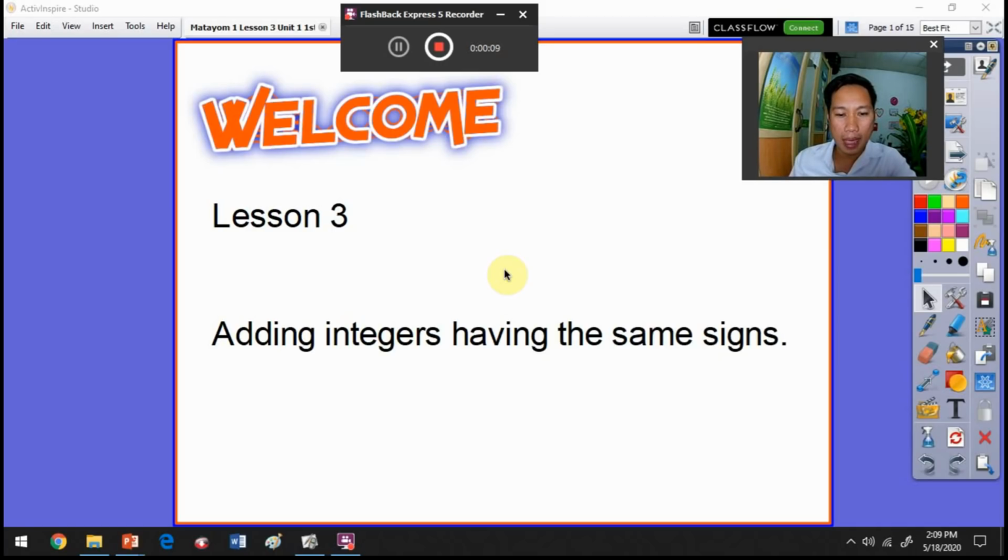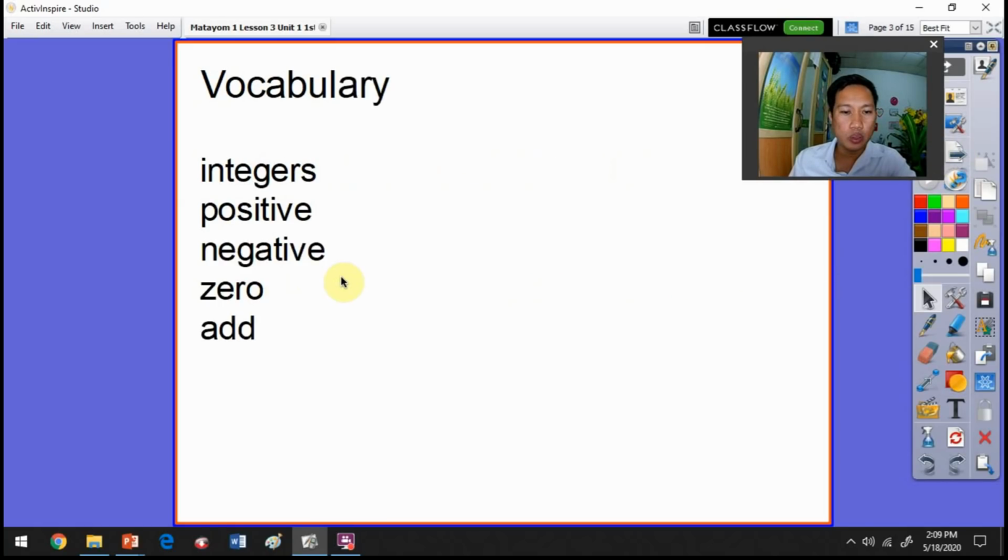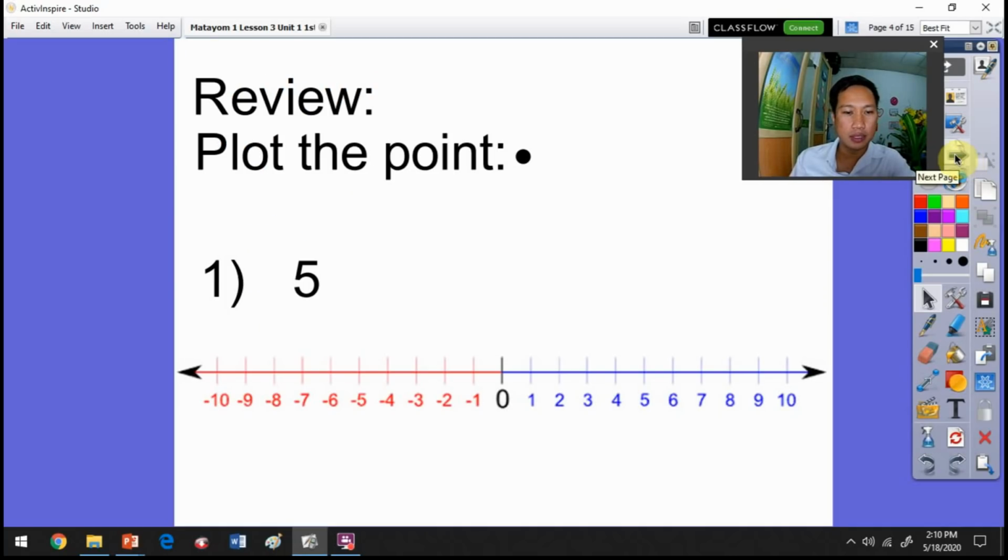Today we're going to add integers having the same signs. And that is the same as our objective, to add integers with the same signs. Now we're going to encounter 5 words in our lesson today. These are integers, positive, negative, zero, and add. We learned these words already, and we're just going to review them as we go along in this lesson.